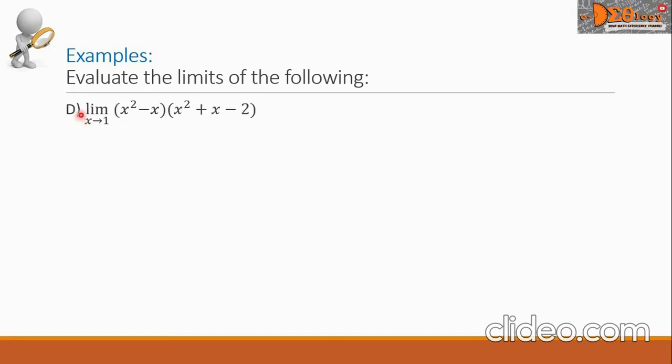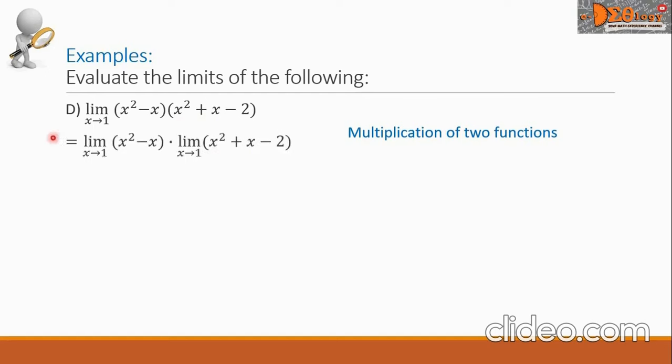Example D. The limit of the function x squared minus x times the function x squared plus x minus 2 as x approaches 1. This is an example of multiplication of two functions. What we're going to do here is to take the limit of each of the factors. So we have the limit of x squared minus x as x approaches 1 times the limit of the function x squared plus x minus 2 as x approaches 1.